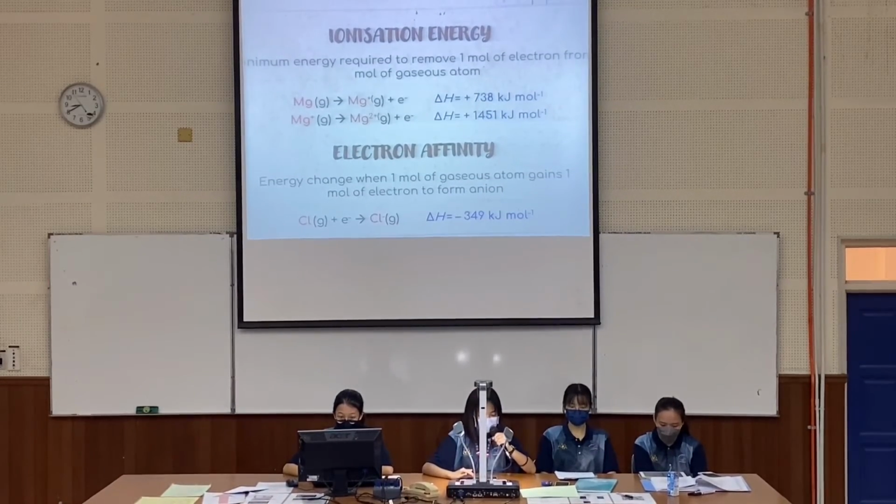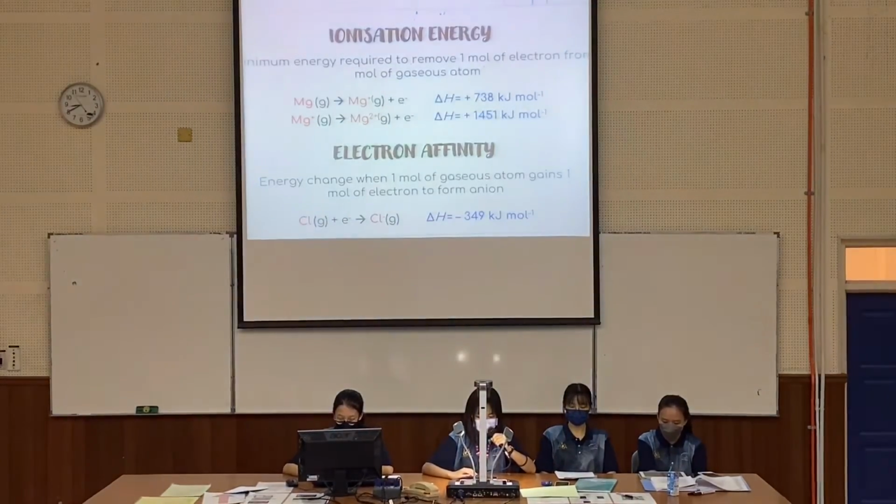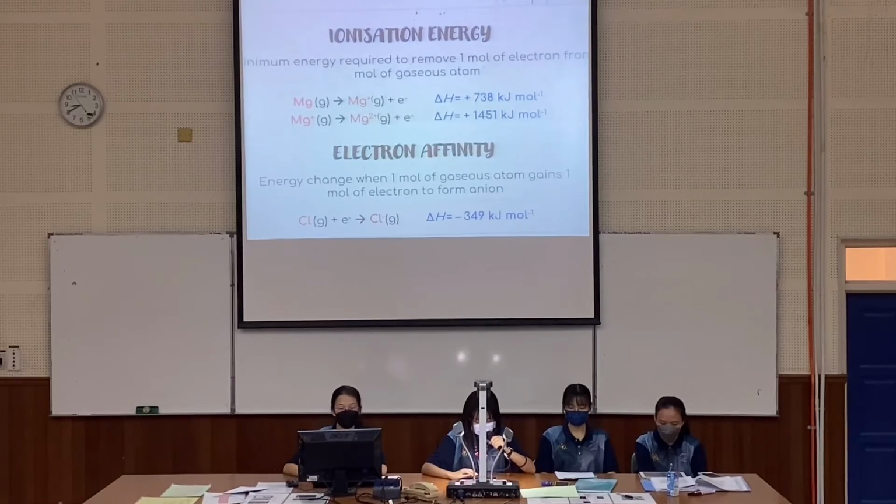Ionization energy is the minimum energy required to remove 1 mole of electrons from 1 mole of gaseous atoms. For example, once magnesium releases electrons, it will have positive charge. Ionization energy usually has a positive value. Magnesium has 2 charges, so it will undergo first ionization energy and second ionization energy. Ionization depends on how many charges it carries.